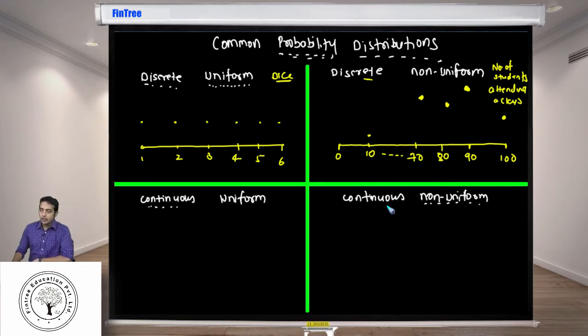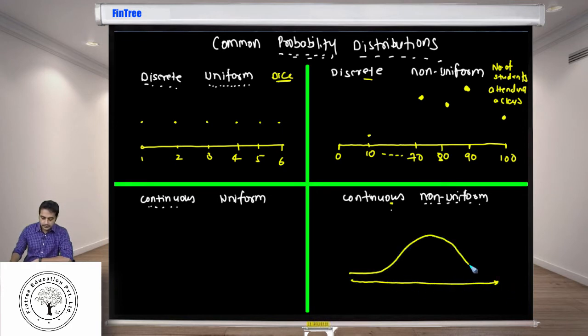Now continuous non-uniform. This is where you would be spending most of your remaining time on statistics. Most of the distributions that we would be looking at would be continuous and non-uniform. A simplest example here is the normal distribution. Have you seen some characteristics of the normal distribution? No? Okay, we'll see that later on. But a normal distribution would be a perfect example of continuous and non-uniform.